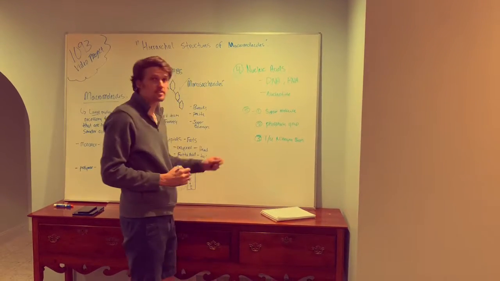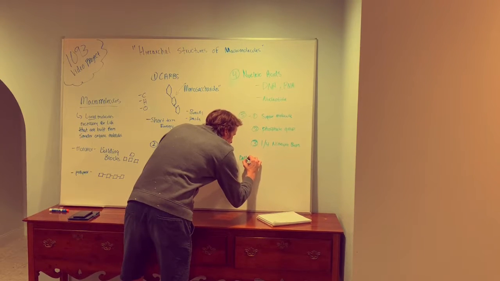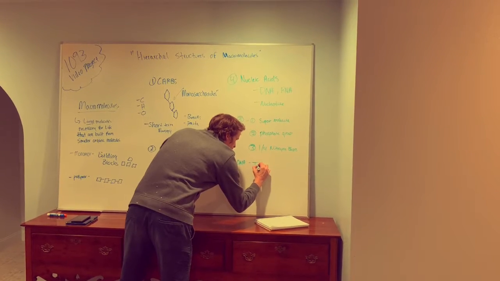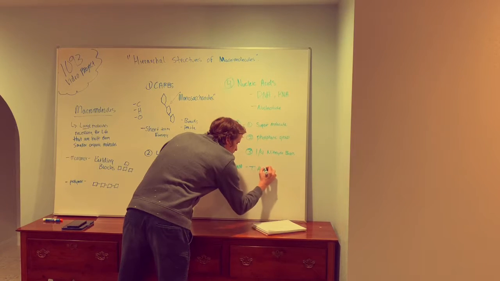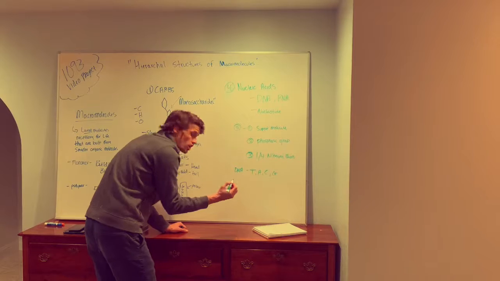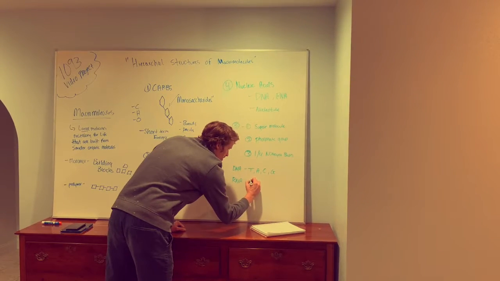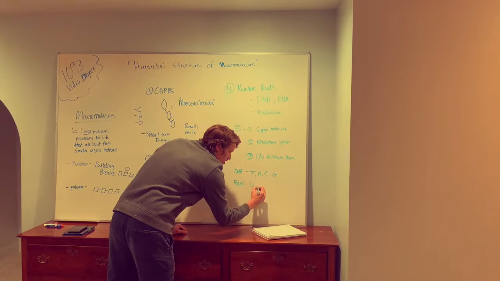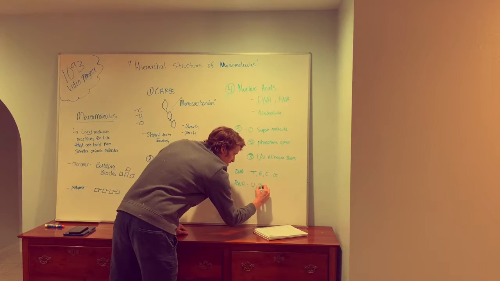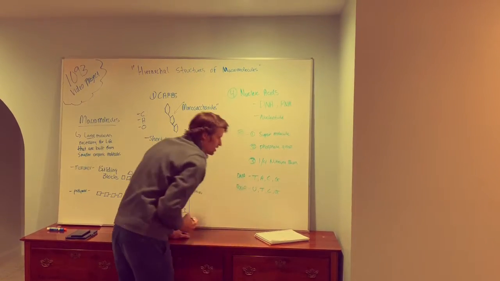Now, the nitrogen bases for DNA are going to include T, A, C, or G, whereas on the RNA sequence, it's going to be a U, uracil, and then A is going to still connect to T, and then it's going to be C and G as well.